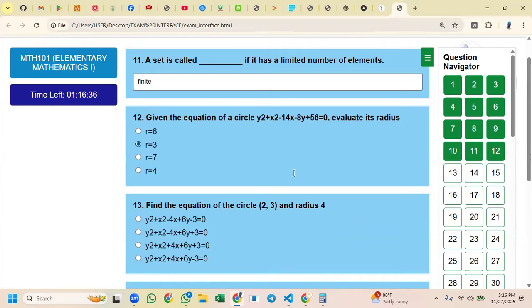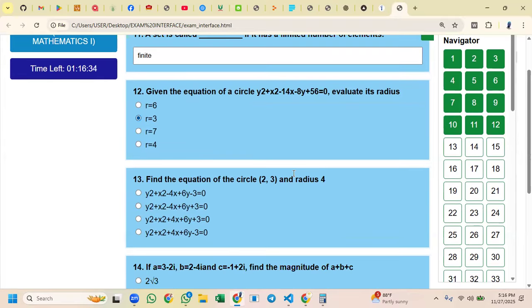The radius is 3. I won't teach you the calculation here. When you are watching this again, the recording, try to calculate them, solve them. You can use this video too to prepare yourself for exam.